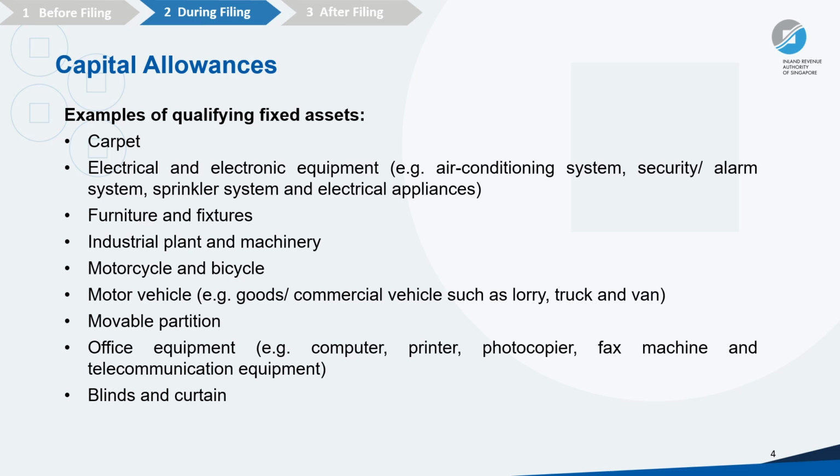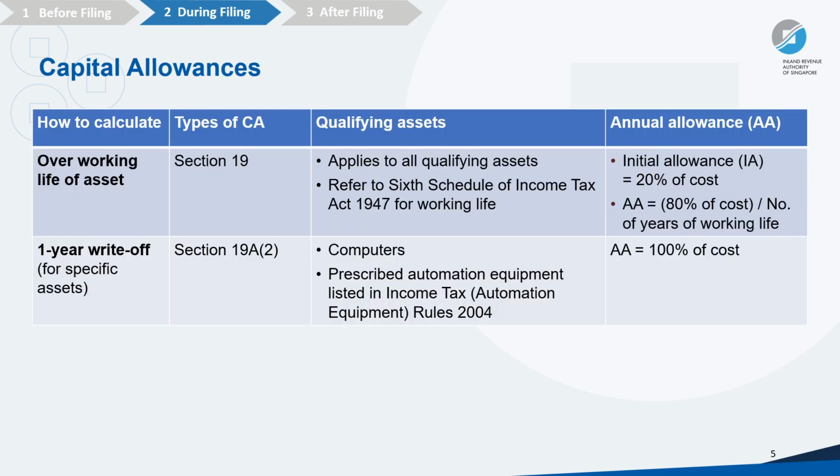These are some examples of qualifying fixed assets that the company can claim under capital allowances. So going back to my cookie factory, my cake mixer and my oven will qualify for capital allowances claim since I use them to manufacture my goods, which are the cookies. Let's look at how we can claim capital allowances.